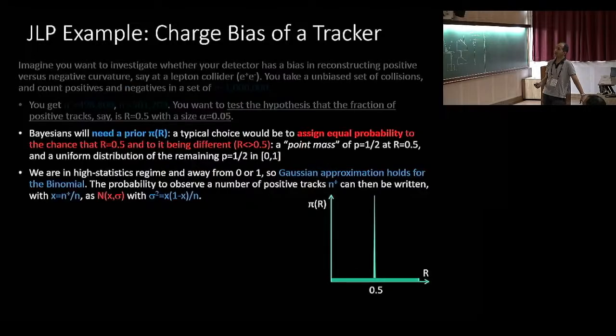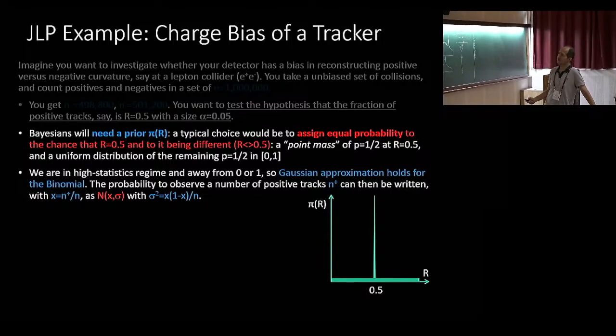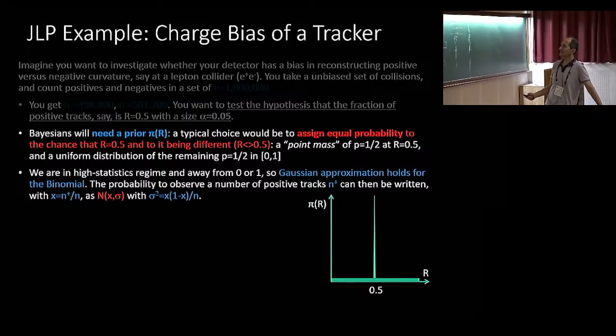So if we are Bayesians, we need a prior on R. And what can you do? I mean, you have to say, I think my tracker is unbiased. I put a certain amount of probability at 0.5. But okay, it might be that the tracker has a bias, so I need to put the rest of my probability in a certain range, probably not between 0 and 1, but maybe between 49% and 51%, I don't know, something like that. You need to put a prior, though. So you need to choose how to play out your probability.